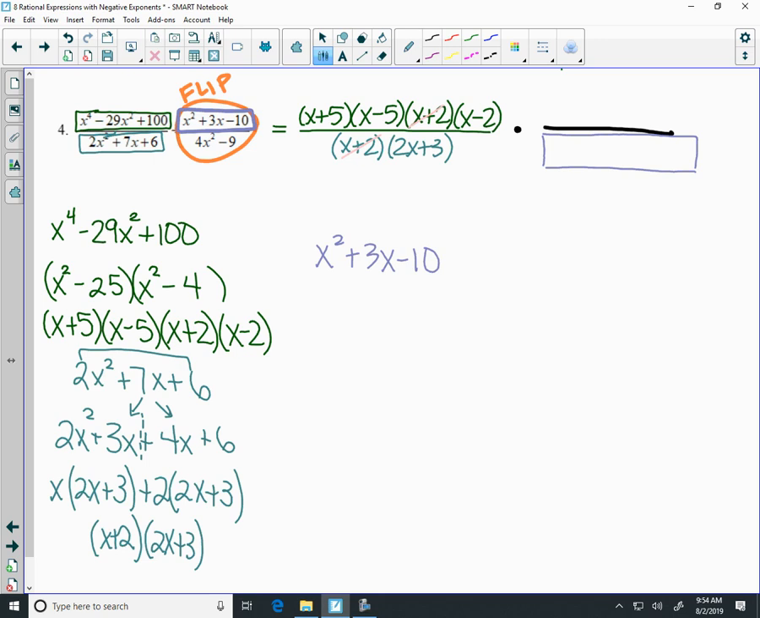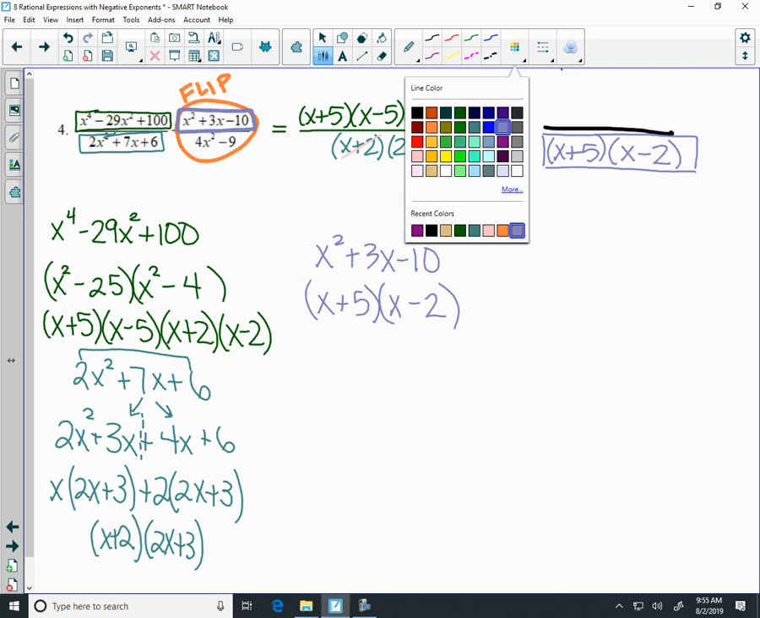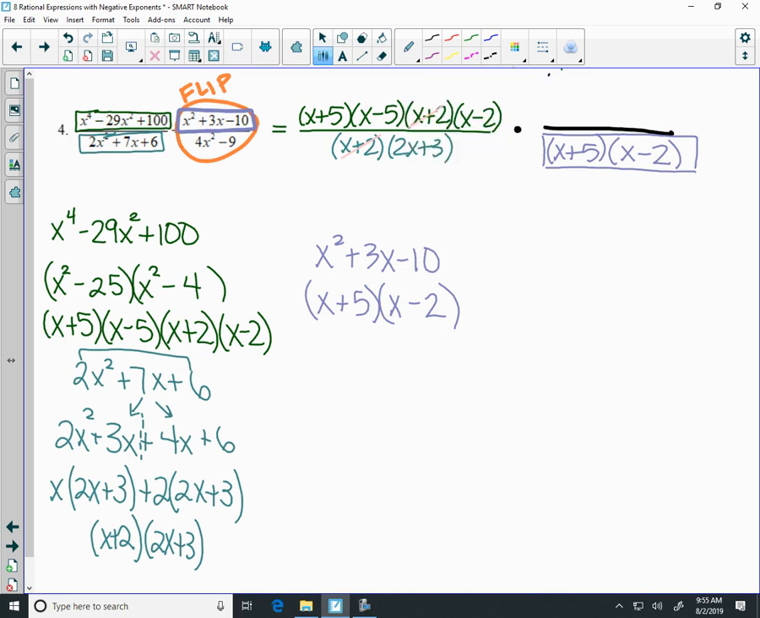So two numbers that multiply to negative 10 and add to positive 3 are positive 5 and negative 2. And again, since I'm flipping that fraction, that x plus 5 is going to go on the bottom, and so is x minus 2. The last bit of factoring we need to do for this problem is 4x squared minus 9. Again, that's going to go on top over here, because we flipped that fraction.